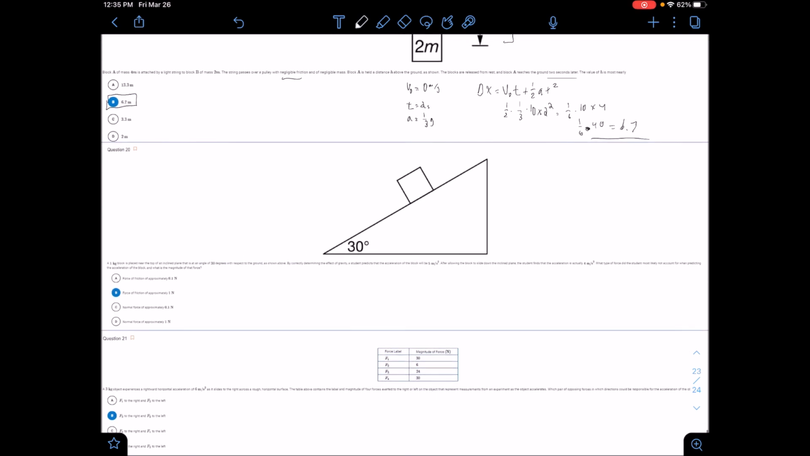Alright, next question. A 1 kilogram block is placed near the top of an inclined plane at an angle of 30 degrees with respect to the ground as shown by B. By correctly determining the effects of gravity, a student predicts that the acceleration of the block will be 5 meters per second squared. After allowing the block to slide on an inclined plane, the student finds that the acceleration is actually 4 meters per second squared. What type of force did the student most likely not account for when predicting the acceleration of the block, and what is the magnitude of that force?